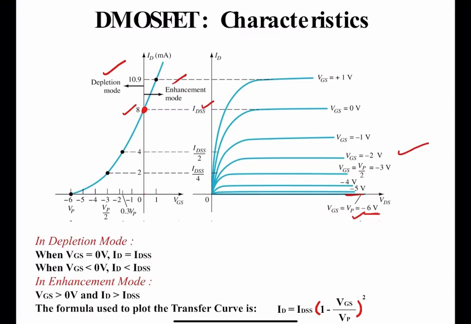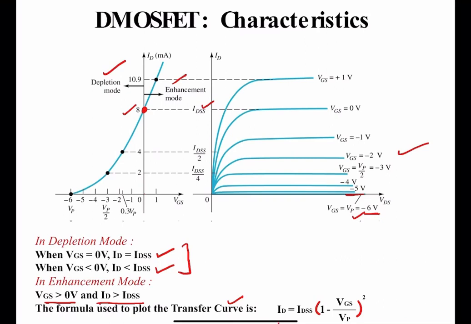In depletion mode, VGS equal to 0 means ID is equal to IDSS. Whenever VGS is less than 0, ID is less than IDSS. These two are valid for the depletion mode. But whenever VGS is greater than 0 volt, ID is greater than IDSS, then the mode will become enhancement mode for the depletion MOSFET. But the formula which is used to plot the transfer curve is the same for the depletion mode as well as for enhancement mode.